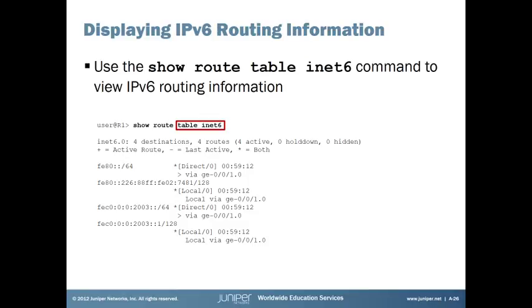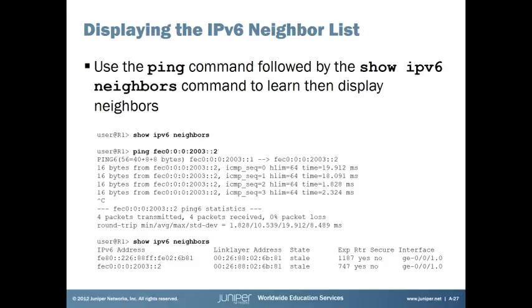So this is routing information. We use show route table inet6, and we can go ahead and see our routing information in there. We want to use the ping command. We can do a show IPv6 neighbors command, and we can also do a ping command there.